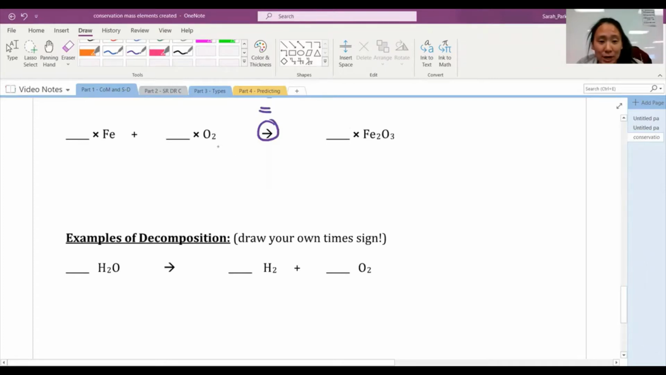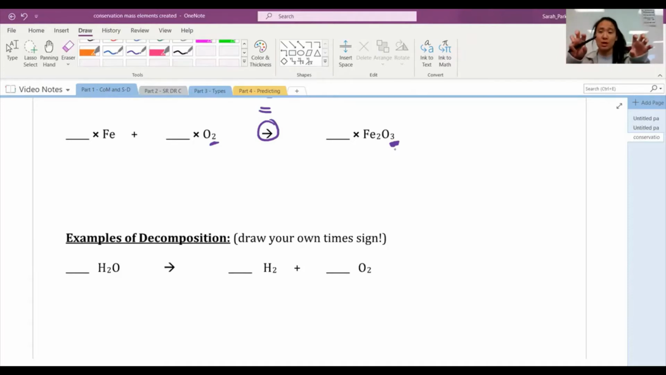So you do a quick check. You have 2 oxygens on the left, but you have 3 oxygens on the right. You're like, oh, that is not equal. You know your only option is to multiply going up. So you can't just add 1. That doesn't make sense, right?